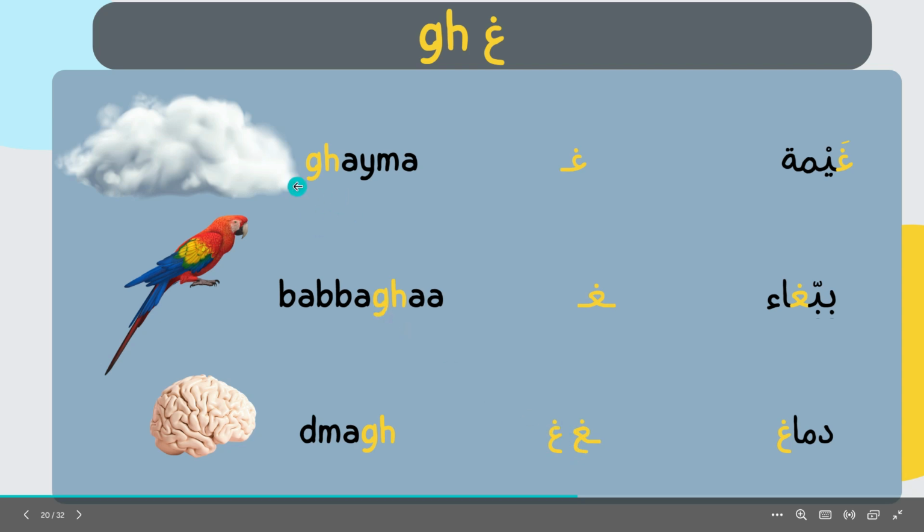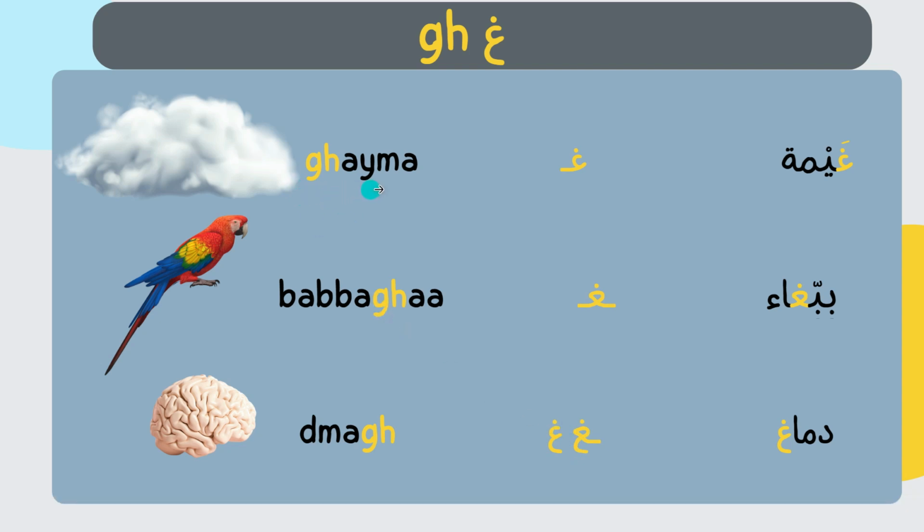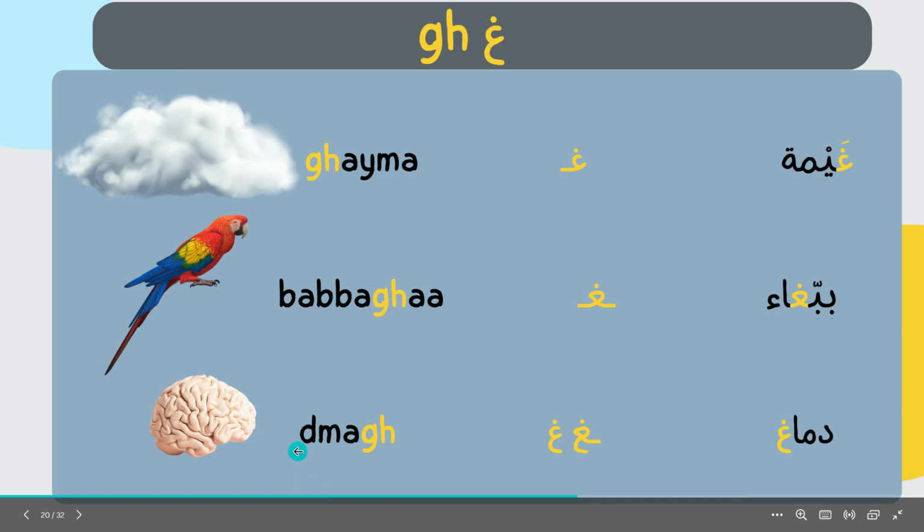Now it's your turn to read the first word. غيمة, غيمة. Second word. ببغاء, ببغاء. Third word. دماغ, دماغ.